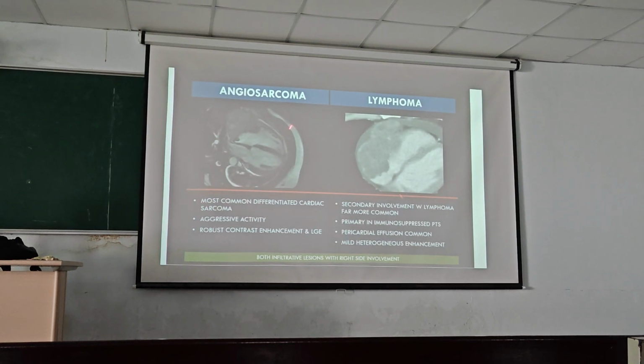So angiosarcoma is the most common differential for cardiac sarcoma. They're pretty aggressive and they have a lot of contrast enhancement. And then lymphoma, it can involve the heart, obviously. And you can see that in immunocompromised patients. And then they often present with pericardial effusion, and they have enhancement.